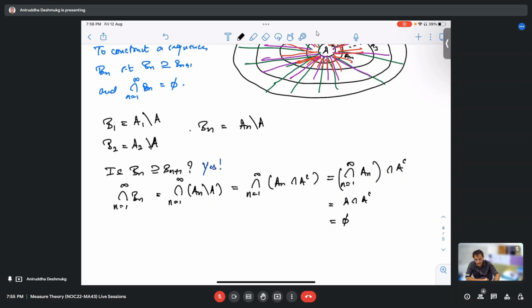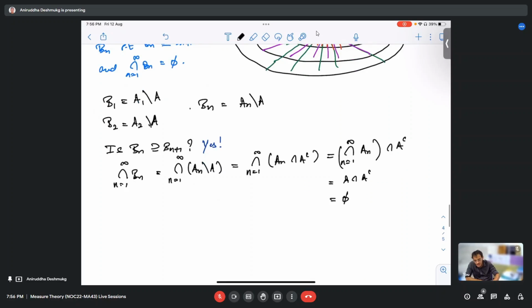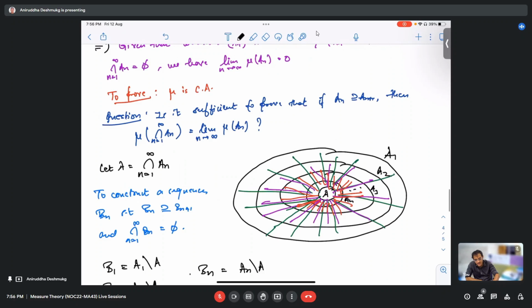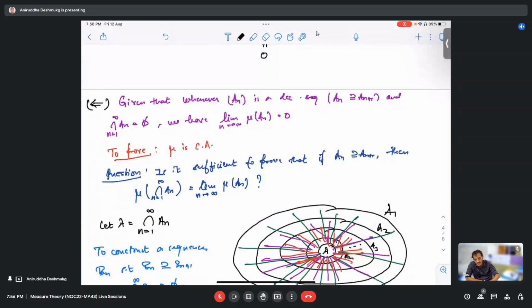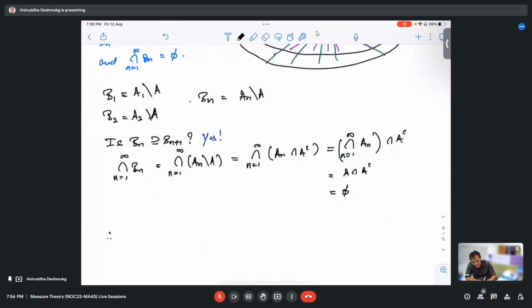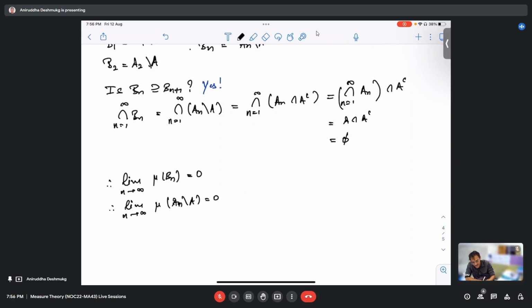Okay. So now once this is empty, by my assumption, it is given to us that whenever we have a decreasing sequence whose intersection is empty, limit of mu A n is 0. So my assumption: limit n going to infinity, mu Bn is 0. So that means what? What is Bn? Bn is A n difference A. But what is mu of A n difference A?